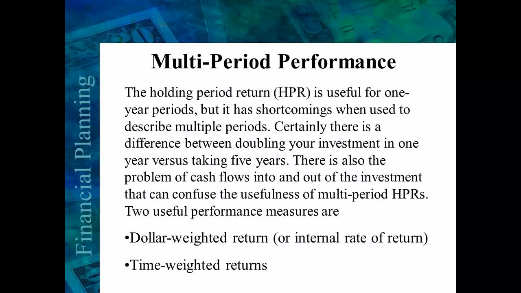The holding period return, HPR, is useful for 1-year periods, but it has shortcomings when used to describe multiple periods. Certainly, there is a difference between doubling your investment in 1 year versus taking 5 years. There is also the problem of cash flows into and out of the investment that can confuse the usefulness of multi-period holding period returns. 2 useful performance measures are the dollar-weighted or internal rate of return and time-weighted return.